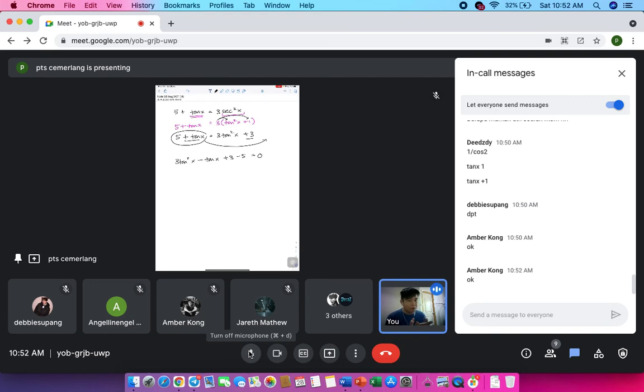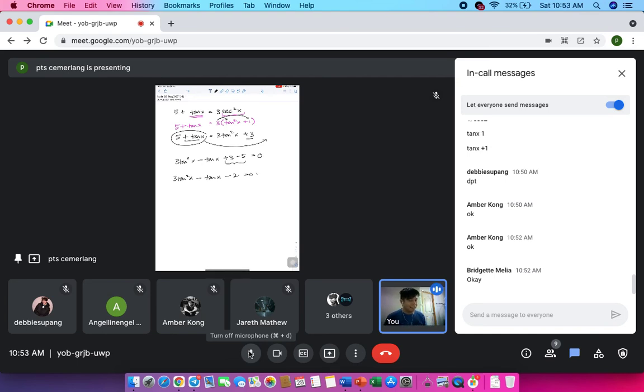You want to change to become your quadratic form. Bentuk quadratic kamu. Quadratic form. Okay. What is 3 minus 5? 3 tangent square x minus tangent x minus 2 equals to 0, right?